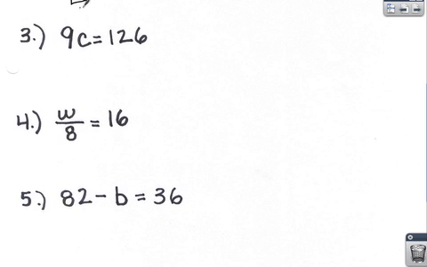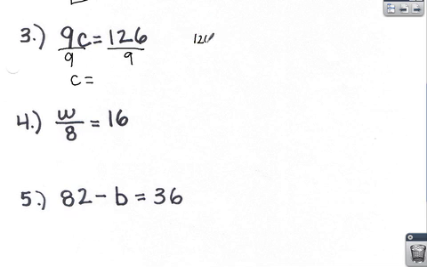Now number 3, we're taking our unknown amount c and multiplying by 9. The inverse of multiplying by 9 would be to divide by 9, and therefore I have to do that to both sides of the equal sign. Now the reason this works is because 9 divided by 9 is 1. 1c could be written just as c, and so I did isolate my variable, which is our goal.